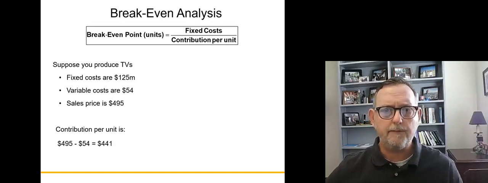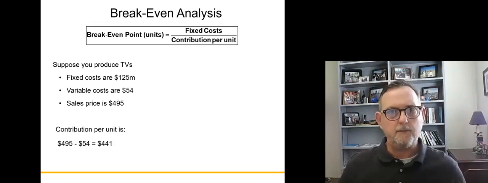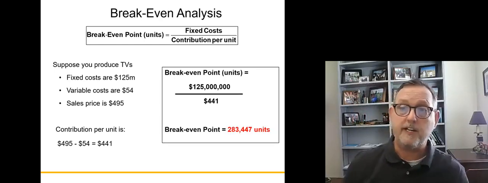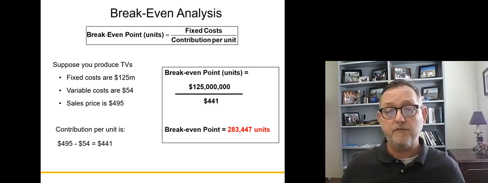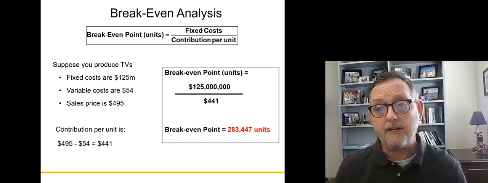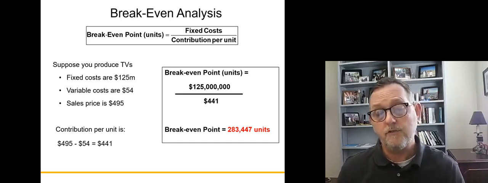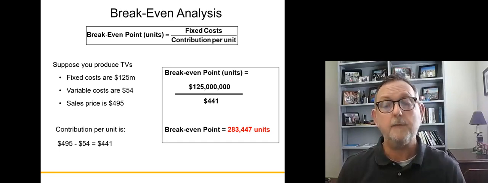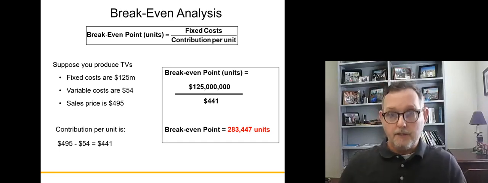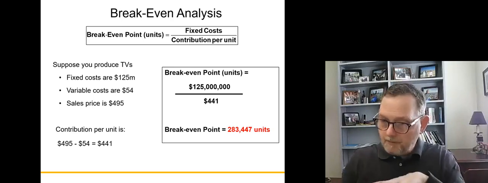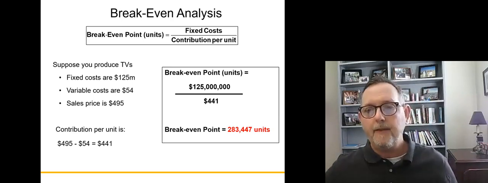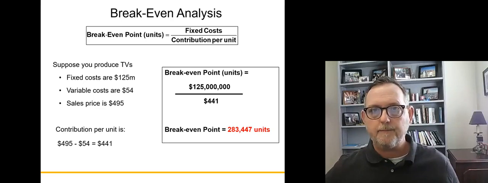Now we need to know contribution per unit. Okay, remember our price minus variable cost, that'll be our contribution per unit, $441. And then we're going to just divide it out. Break-even point is $125 million. Remember, that's our fixed cost divided by our contribution, $441. So our break-even point would be 283,447 units. Now that's how many units I need to sell to cover all my costs. I haven't made any profit at that, but I've covered all my expenses, right? So that's your break-even point.